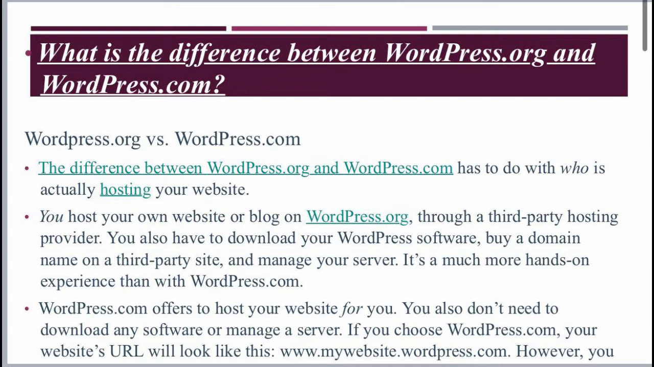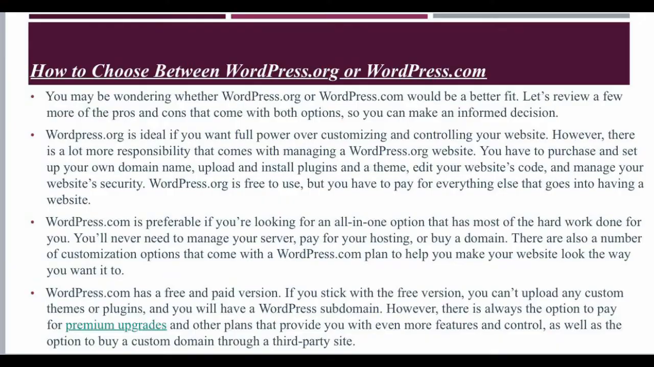WordPress.com offers to host your website for you. You also don't need to download any software or manage a server. If you choose WordPress.com, your website's URL will look like this: www.mywebsite.wordpress.com.